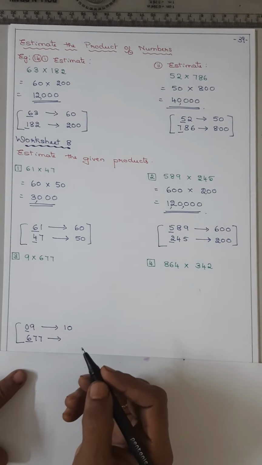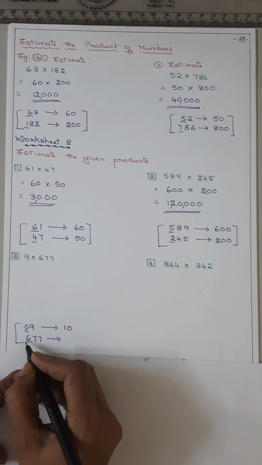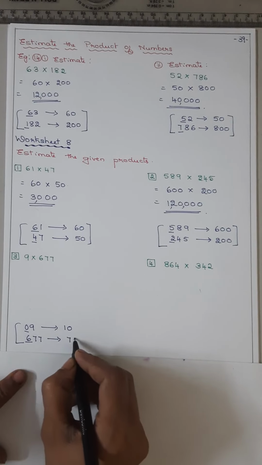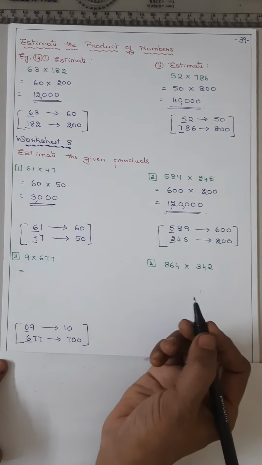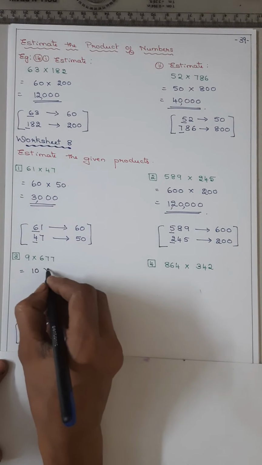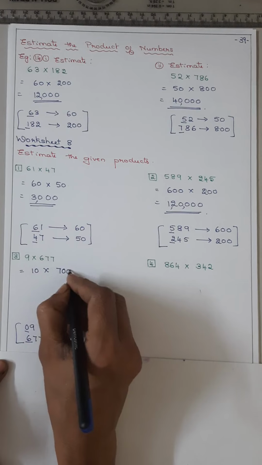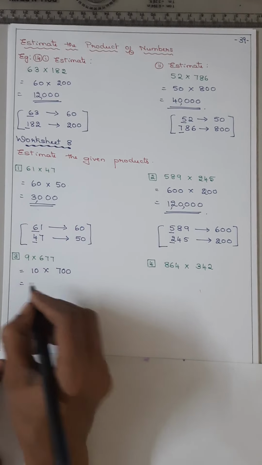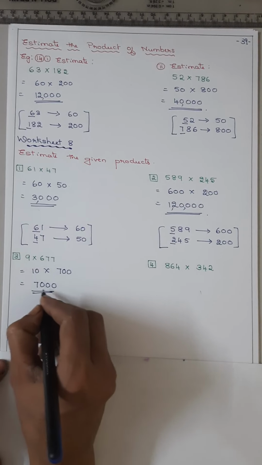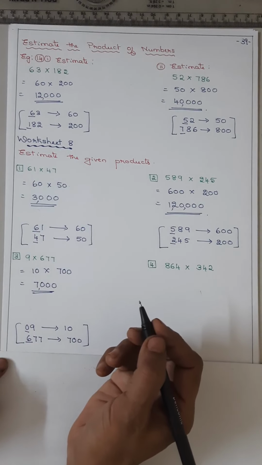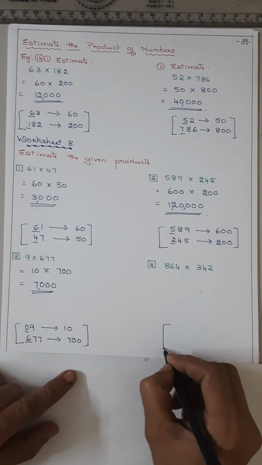Now 677, underline 6, right side में 7 है तो बड़ा है तो 6 बनेगा 7 and 0 0. So 9 is rounded off to 10 and 677 is rounded off to 700. So 7 ones are 7 and 3 zeros. Answer is 7,000. Now coming to the fourth sum, both are in hundreds.